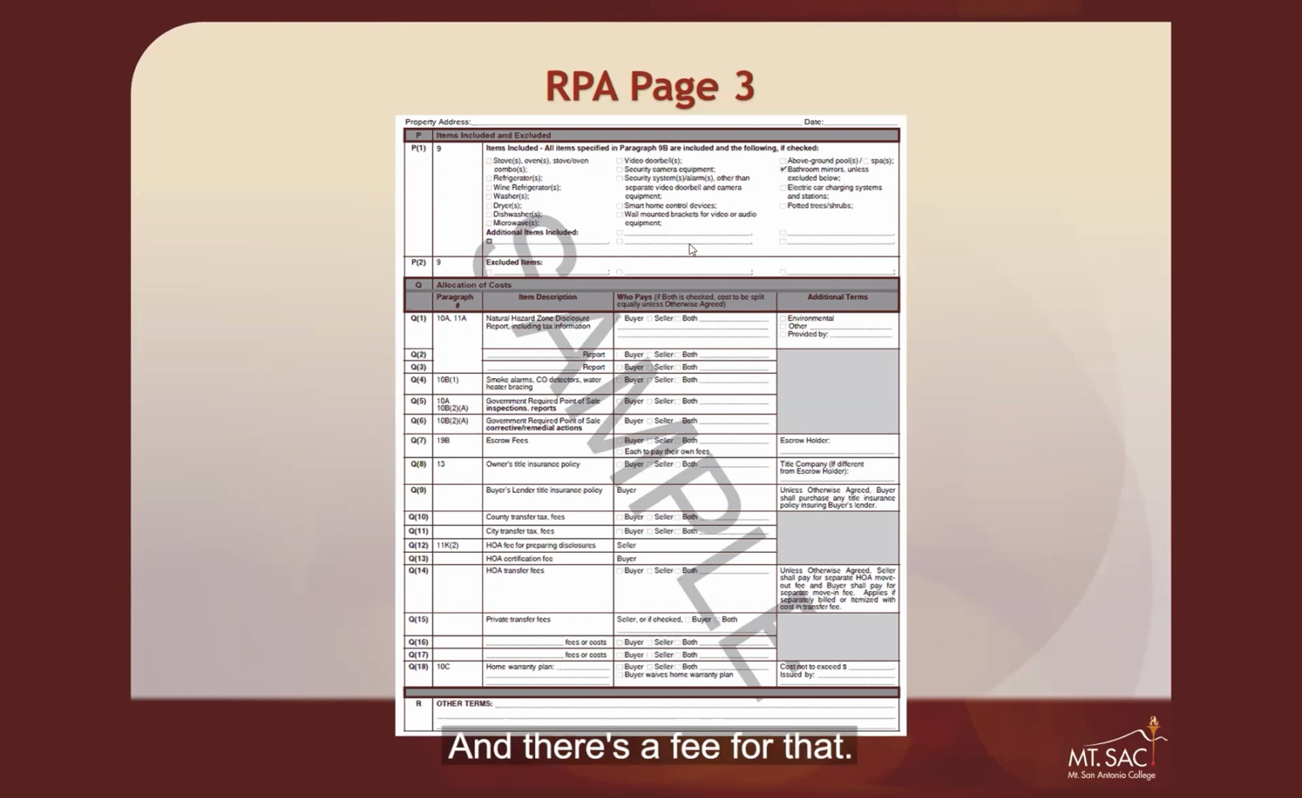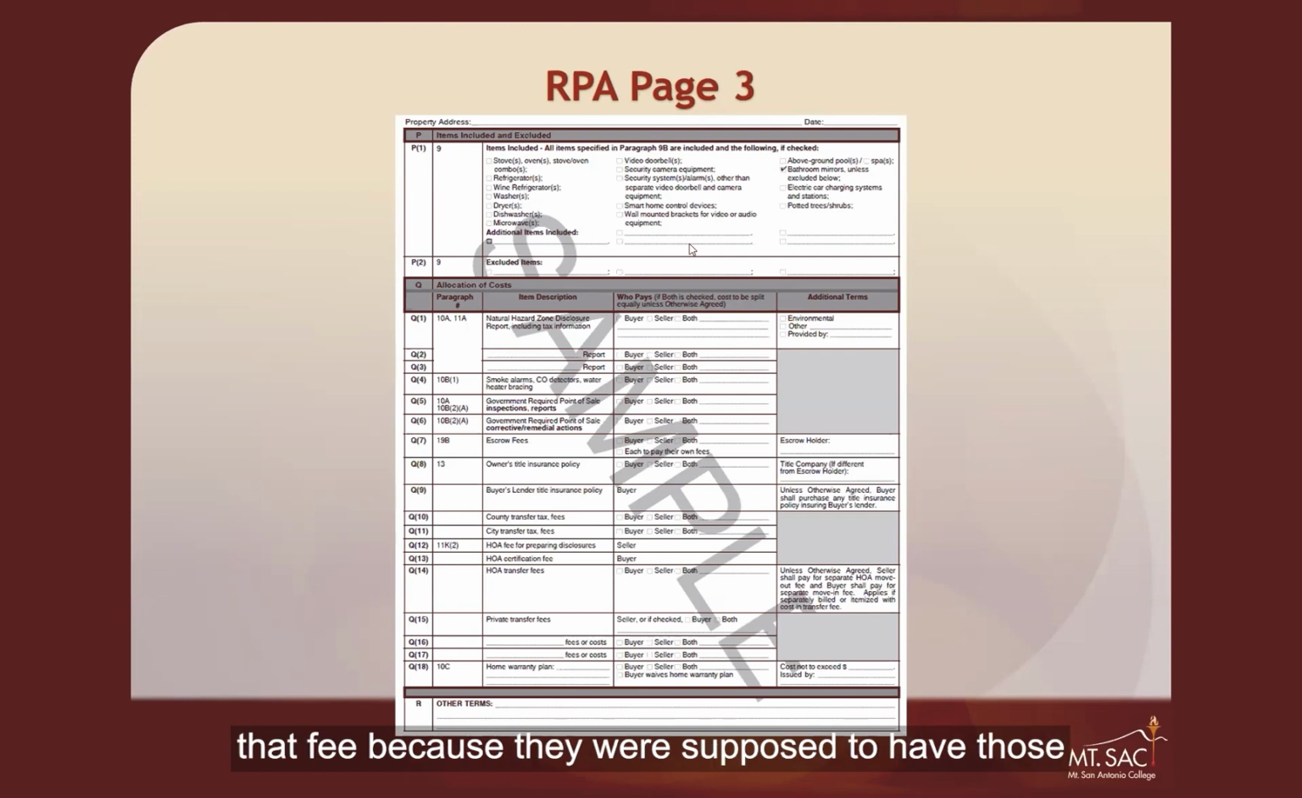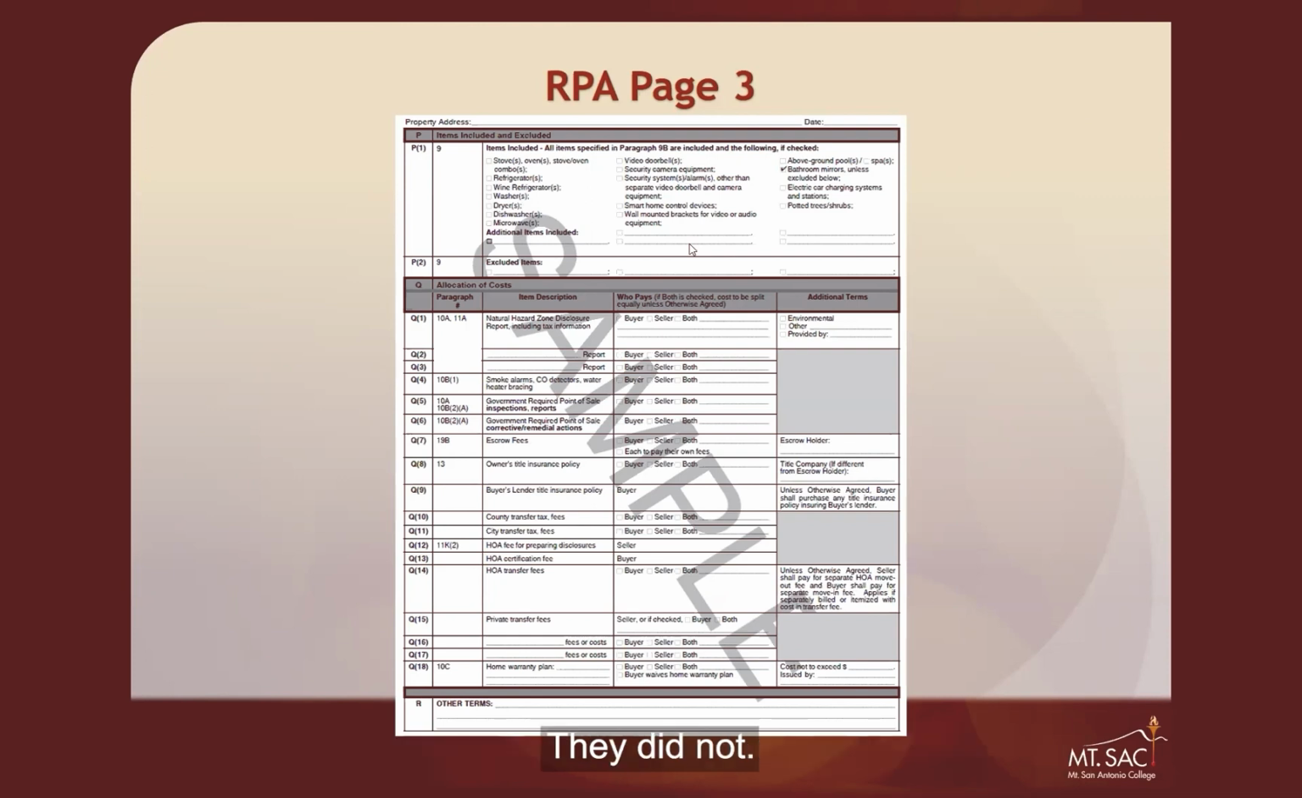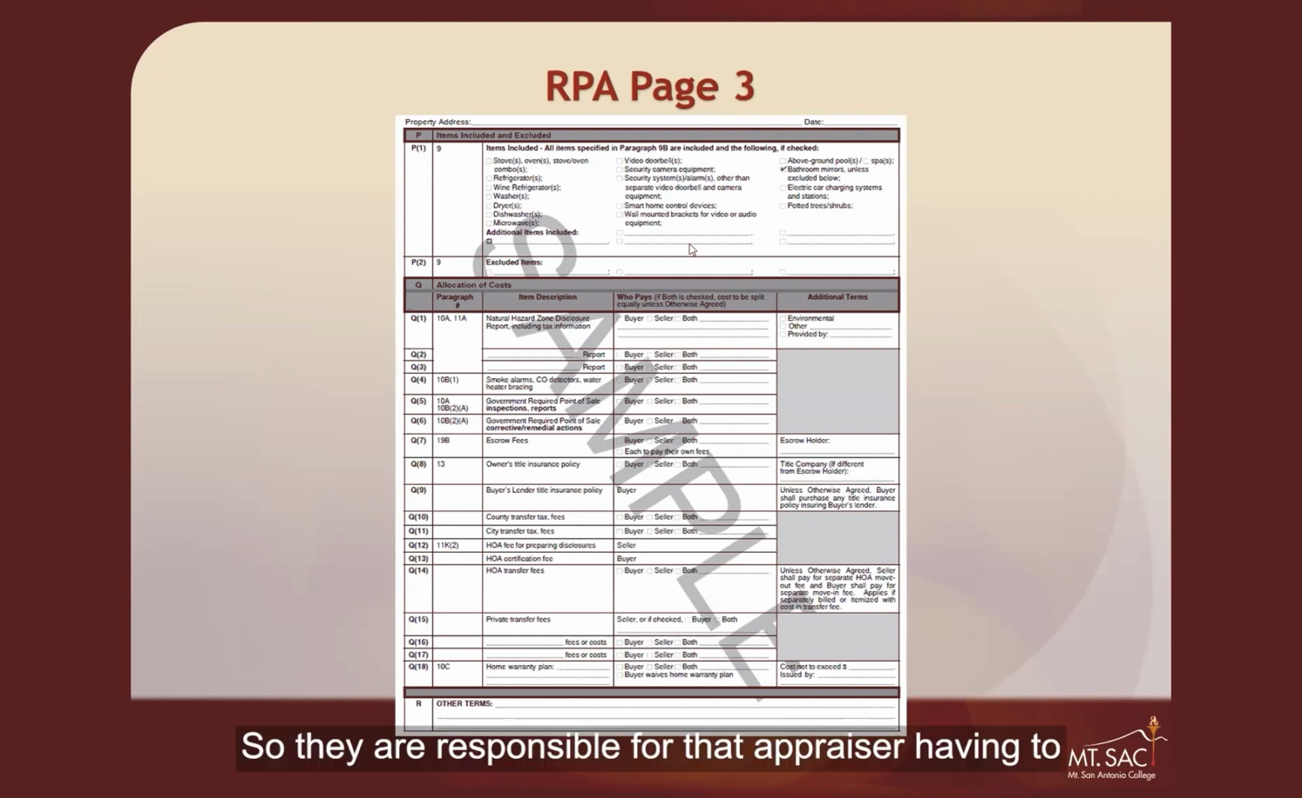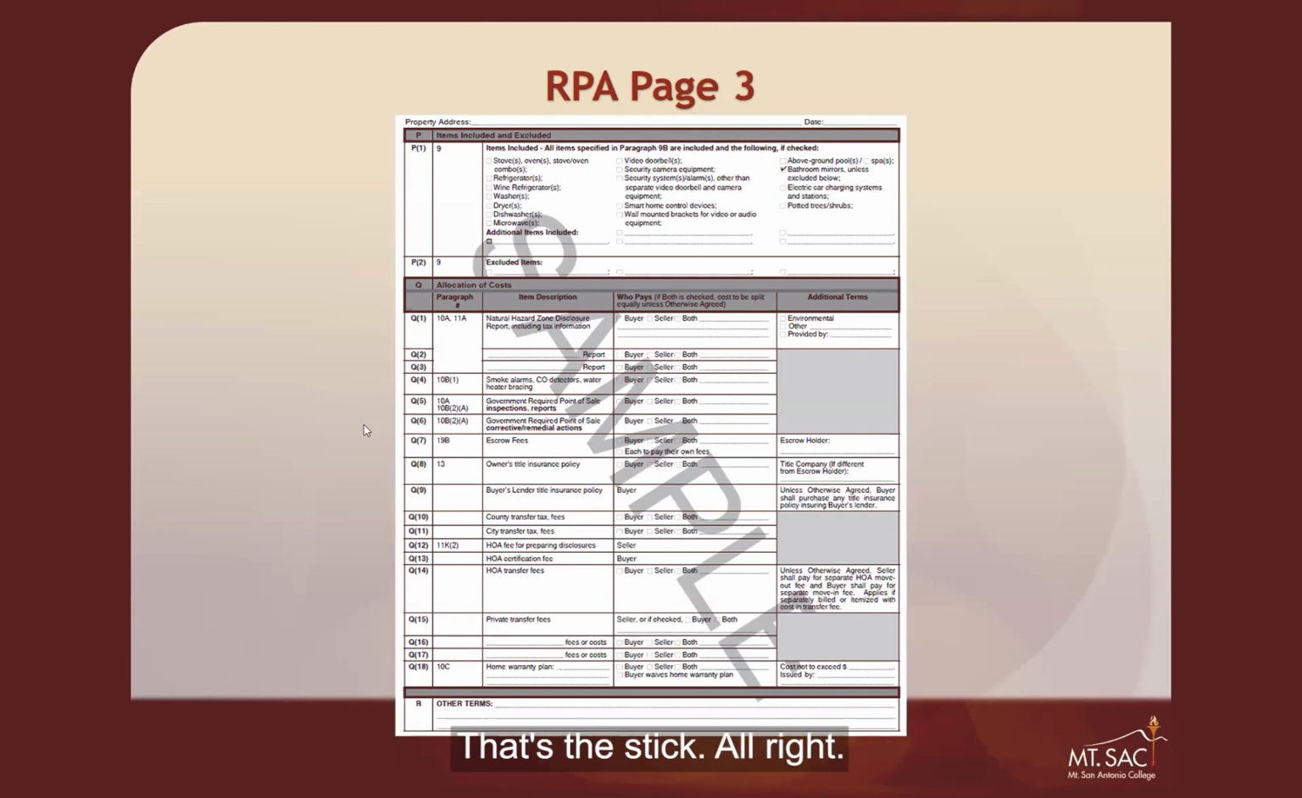And there's a fee for that. The contract says the seller will be liable for that fee because they were supposed to have those things installed within the first 7 days. They did not. So they are responsible for that appraiser having to come back, and the seller is going to have to foot the bill for that revisit. Okay. So I guess that's the stick. No carrot this time. That's the stick.